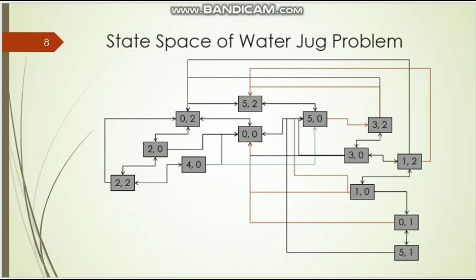One is if we throw all the water from this particular X jar, then it will come to this particular position, right? Another thing can be possible, that is if we throw all the water from the Y gallon jar, then it will come here, right? Similarly, if we pour the water from Y jar to X jar, it will come here, that will be 4, 0.